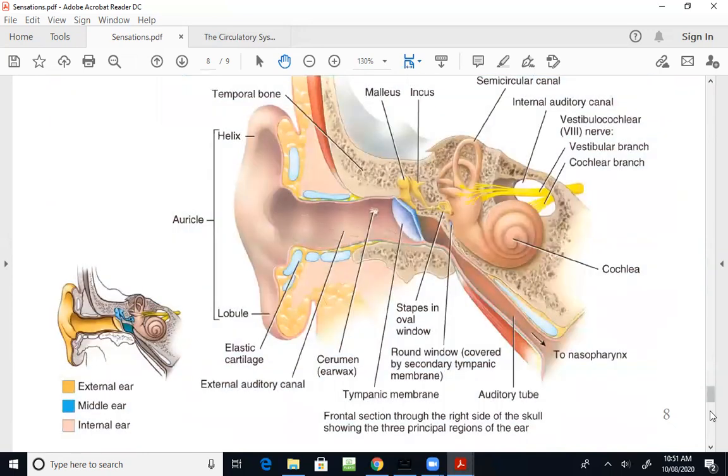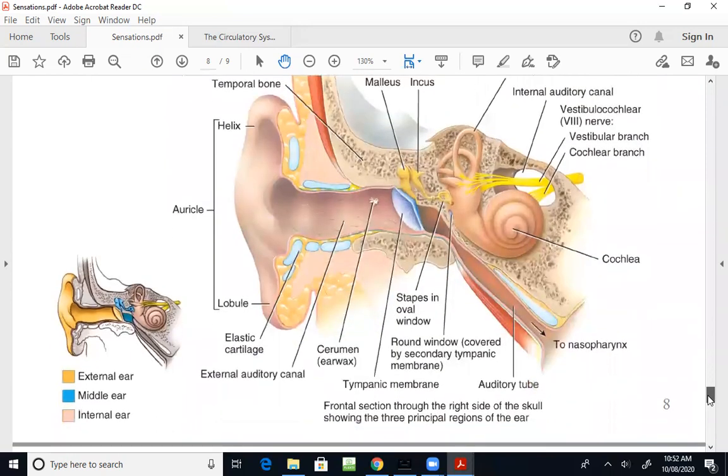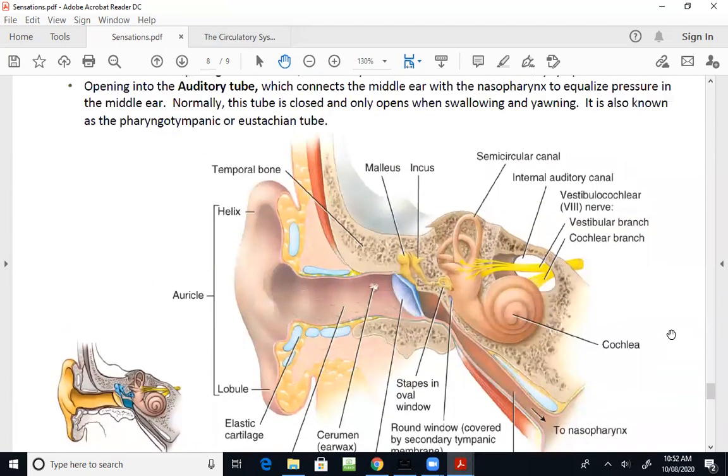This also explains why chewing gum when you are flying helps keep your ears from popping as that pressure changes. Okay, as far as the image goes, everything will be fair game except for, because it's easier just to tell you what not to worry about. At the bottom, don't worry about elastic cartilage or cerumen. Don't worry about 2 nasopharynx. That's not labeling something, it's just telling where it's going. Don't worry about the internal auditory canal or the temporal bone.